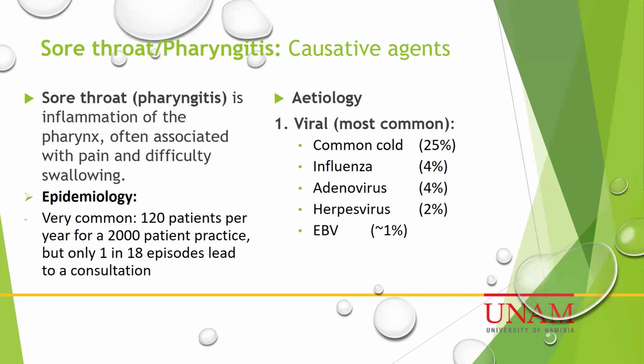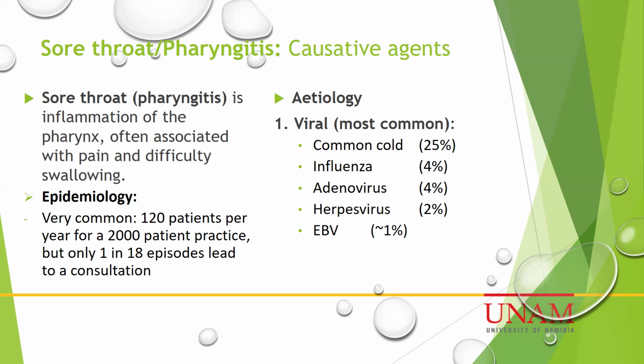All right. So pharyngitis is inflammation of the pharynx, which is usually associated with pain and difficulty swallowing, and is a very common infection. Of course, about 120 patients per year for a 2,000 patient practice. All right. But a lot of times, only 1 in 18 episodes lead to a consultation. The etiological agents could either be viral or bacterial.